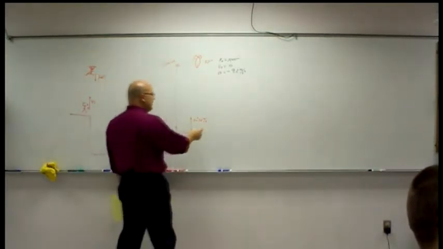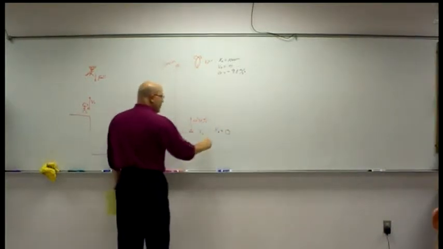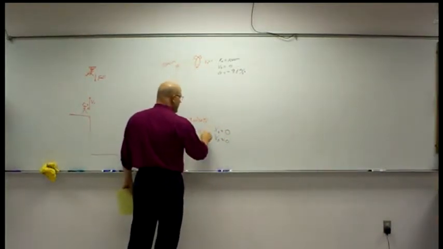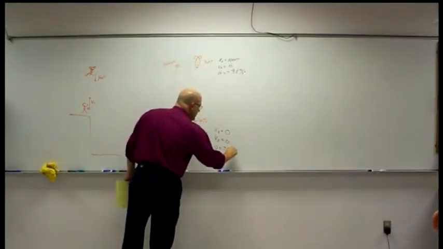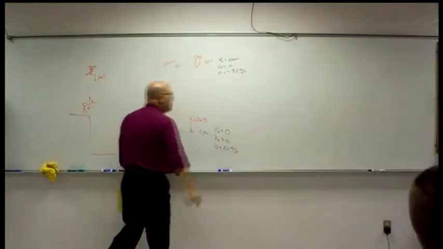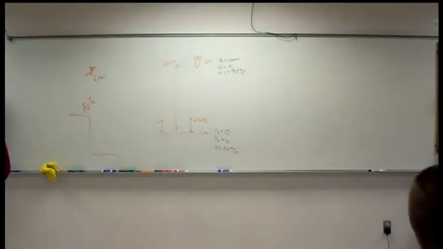Okay, what do we know about this little dude? We know that x naught is 0. We know its v naught is 0. I didn't write that down again. And we know its acceleration is 20. All right. How do we mathematically model that?